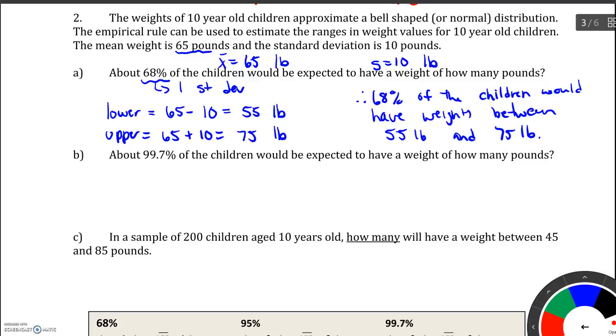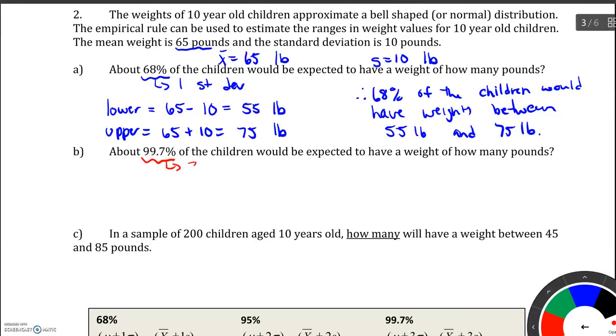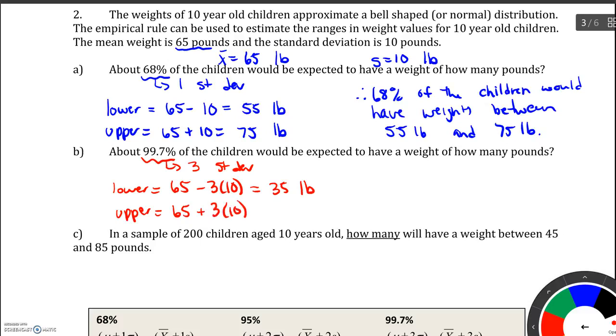Part B, we're switching out 68% for 99.7%. So that means when we do our calculation, we have to change from moving by 1 standard deviation to 3 standard deviations. So our lower limit would be the mean minus 3 times the standard deviation. So we'd have a lower limit of 35 pounds. The upper limit would be the mean plus 3 standard deviations. So that would give us an upper value of 95 pounds.